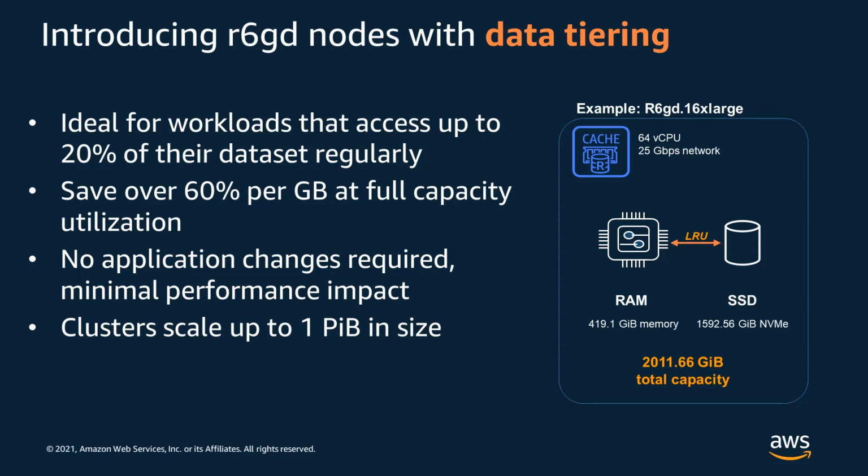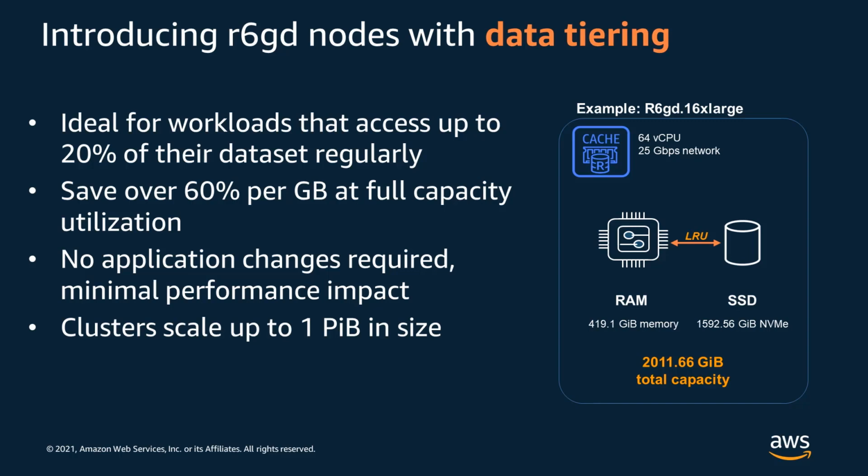The sweet spot for data tiering is for workloads where up to 20% of the dataset is hot, or accessed regularly, and the other 80% of the data is warm, or accessed infrequently. If you're running at full capacity utilization, meaning fully consuming available memory in your cluster, and in this case with data tiering, also fully consuming the storage on disk, you can save over 60% in your bill as compared to running fully in memory. To use data tiering, there are no application changes required. It's completely transparent to applications, and it's designed to have minimal performance impact with a focus on providing low latency.